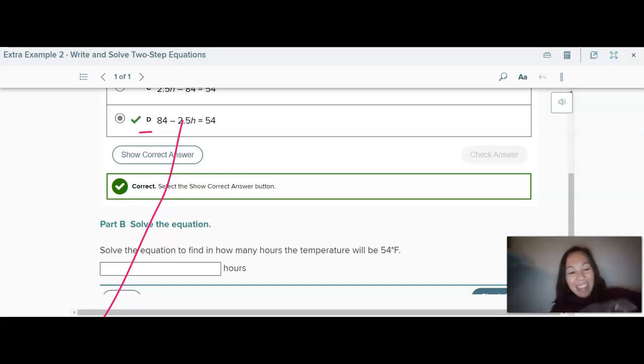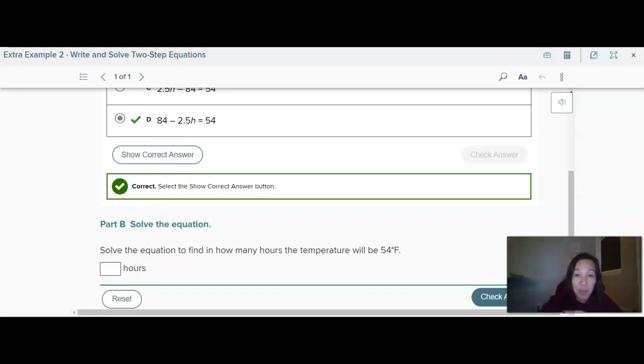Okay, hold on one second. I gotta pause this. Okay, her paw ended up actually pausing my screen too.